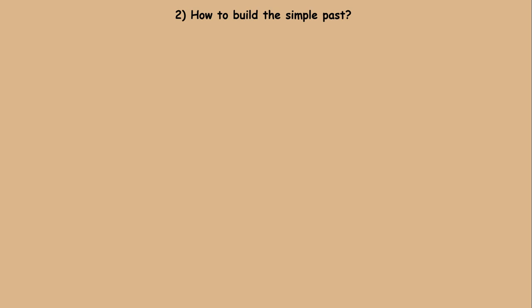Let's look at how we build the simple past. There are regular verbs and irregular verbs. Let's start with the regular verbs. They are quite easy. Look at the sentences again.